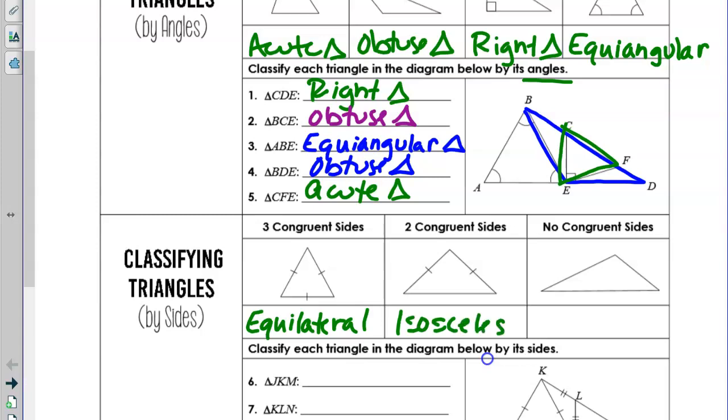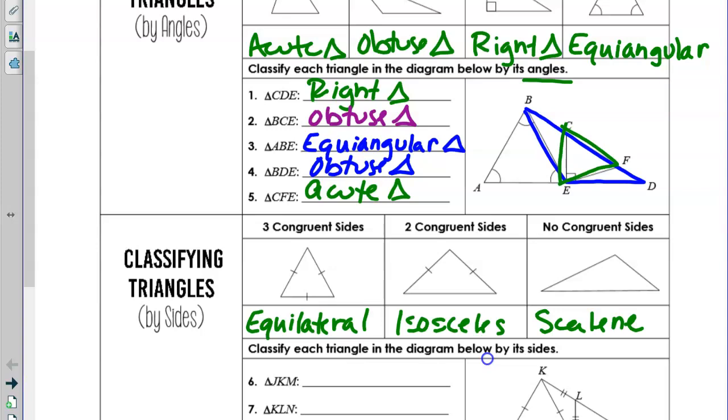All right, now what about no congruent sides? Triangle? Everything's not always just triangle. It starts with an S, no congruent sides. Do you remember this one? Scalene. You're so close. Scalene. Scalene is no congruent sides.